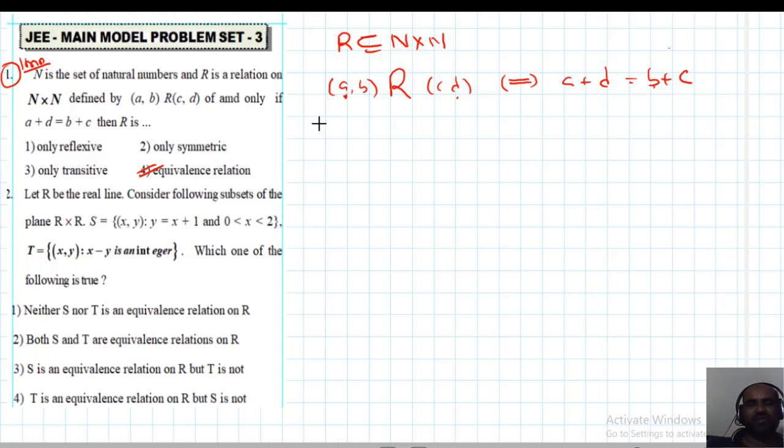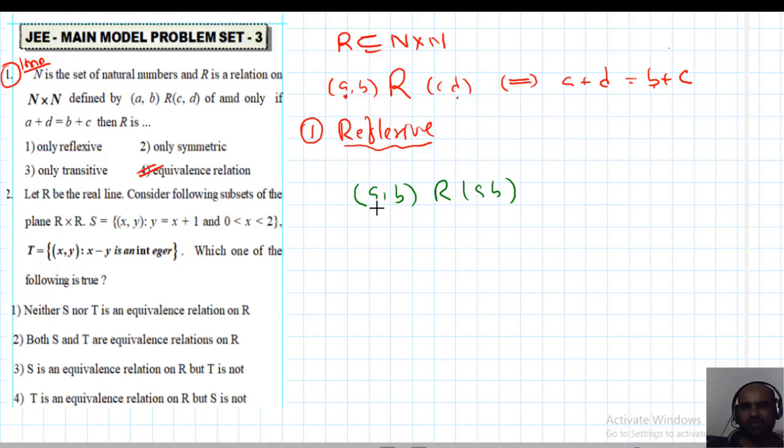First of all, reflexive. We want to prove that ordered pair (a, b) is related to ordered pair (a, b). This is X related to X only.